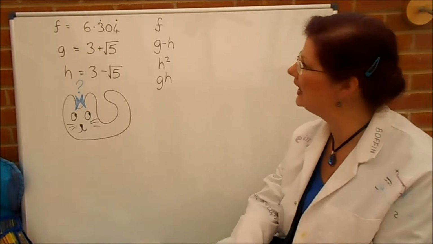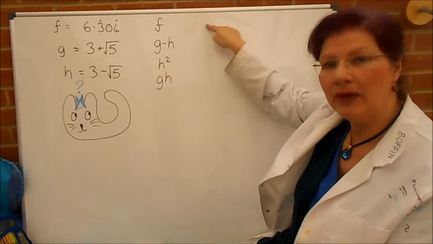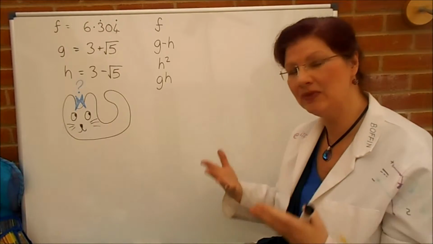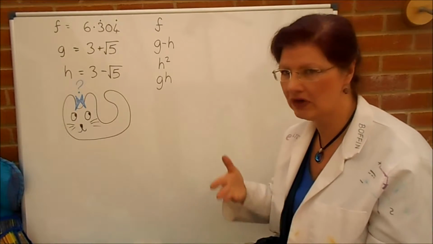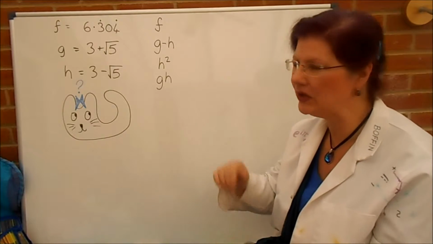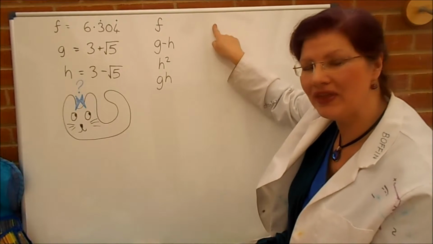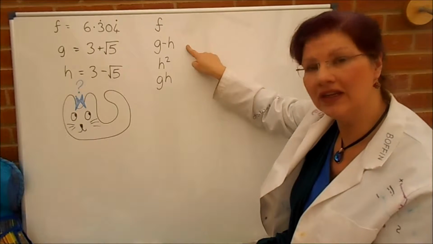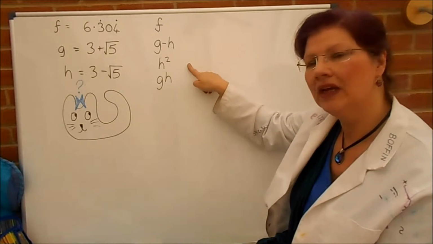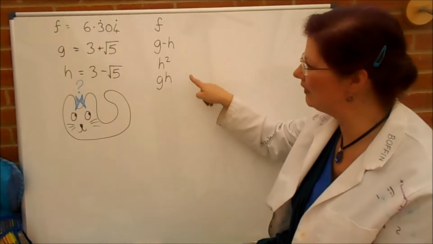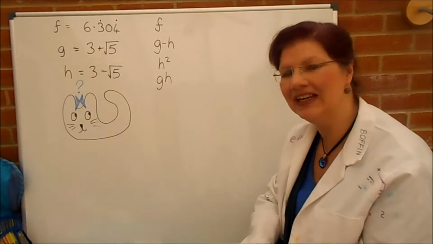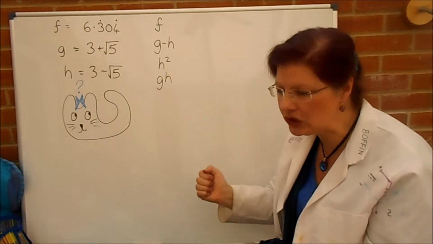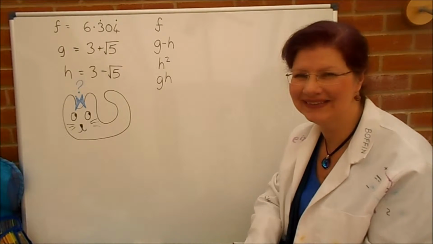So what you need to do on here is find out whether F is rational or irrational, and we need full working and a demonstration that it actually is rational or irrational, not just yes or no. So a demonstration of whether F is rational or irrational, whether G minus H is rational or irrational, whether H squared is rational or irrational, and whether GH is rational or irrational. Okay, take yourself a little while, cup of tea, chocky bicky, off you go with those.